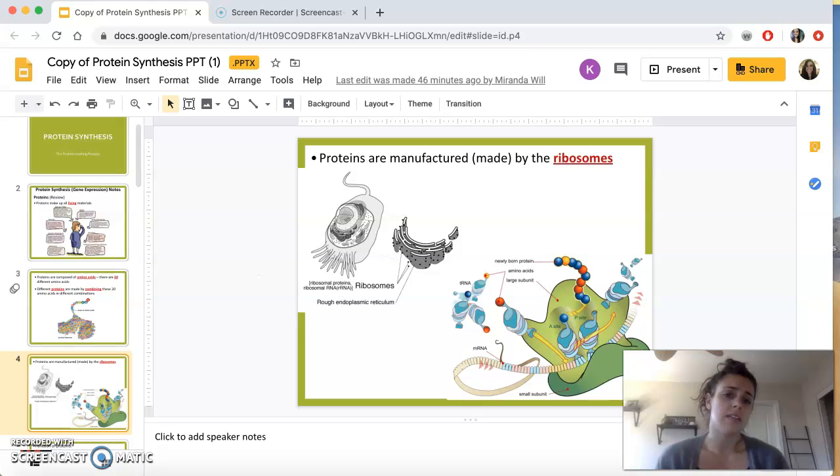So proteins are actually manufactured by the ribosome. If you think back to our cell anatomy, here's our rough endoplasmic reticulum. Here are our ribosomes, and the ribosomes are located on the rough ER, those little black dots over there. And then here is an example of the protein making process happening in a cell, and we're going to cover that in just a sec.